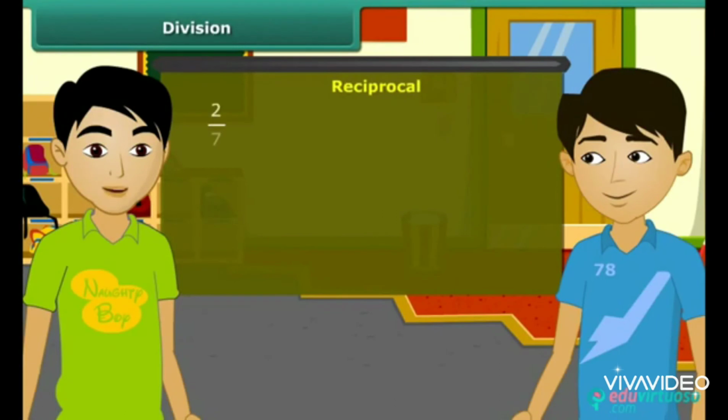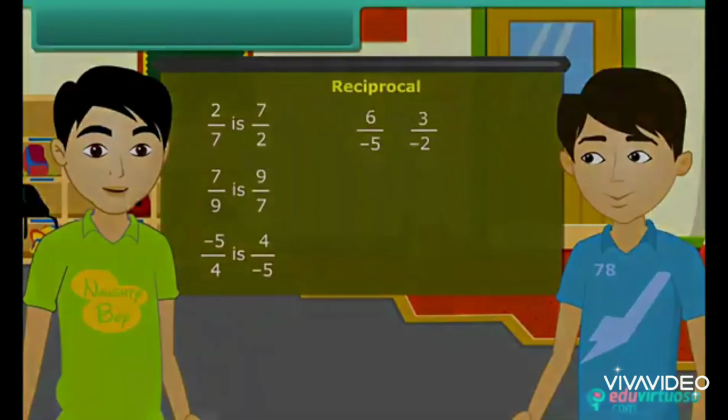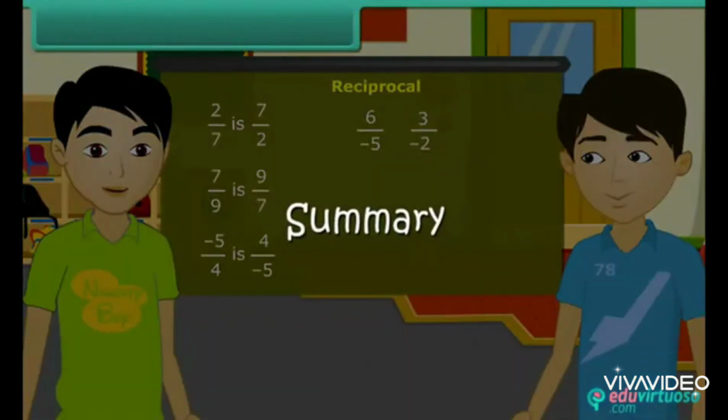So now let's see the division. The reciprocal of 2 upon 7 is 7 upon 2. In order to divide, we take the reciprocal of the rational number. The reciprocal of 7 upon 9 is 9 upon 7, and the reciprocal of minus 5 upon 4 is 4 upon minus 5, which is turned into standard form.